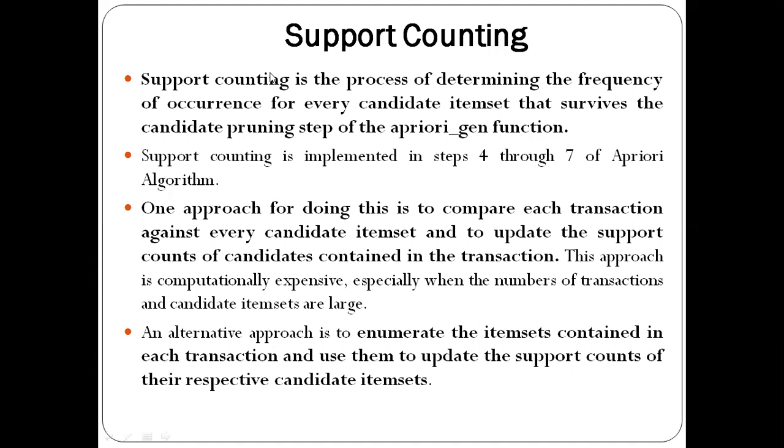We check whether that candidate item set is present in the transaction or not. We count the frequency, that is, how many times this candidate item set appears in the transactions. That process of determining the frequency of occurrence of every candidate item set is called support counting, and it is done after candidate pruning.